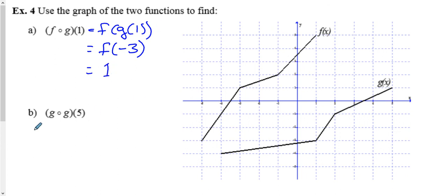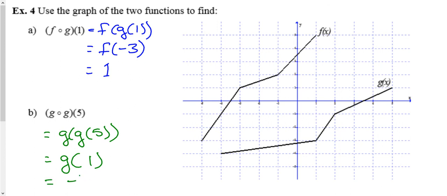On this next one here, this is now g of g of 5. So what do we want to do? We're looking at our g of x graph here. We're looking for where 5 is. At 5, we're at 1. And now on the same g of x graph, we're looking at 1. 1 is now at negative 3. And there we go. We're able to read the graphs and figure out our compositions.